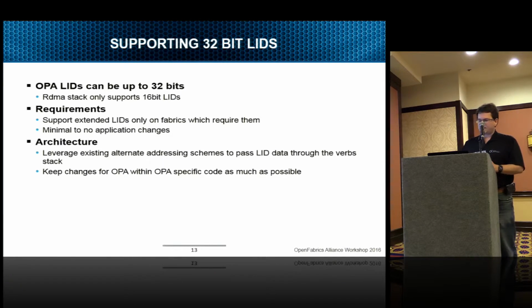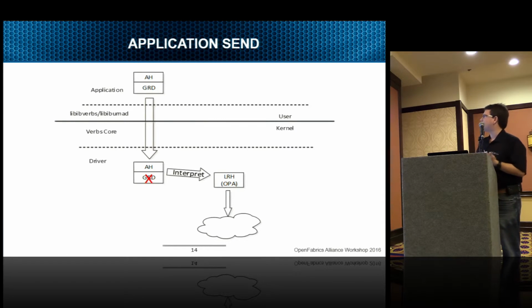So we're going to leverage the existing addressing schemes to pass the lid data through the verb stack and keep the changes for OPA in the OPA specific code as much as possible. Basically, this is the drawing. An application gets some information, the path record specifies, in the same way RoCE does, use this GRH via the hop limit field. And we like to call that GRD, because there's not going to be a GRH. There's going to be no header associated with that data. It's just global route data.